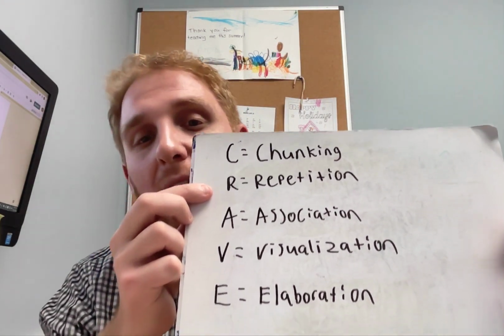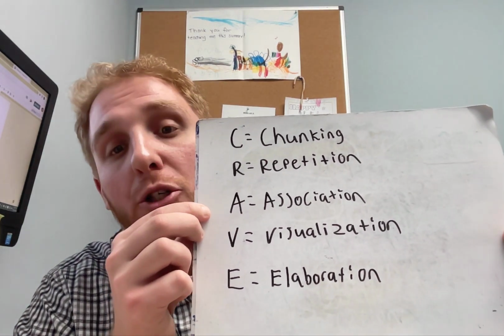So the R in C.R.A.V.E stands for repetition. And repetition is exactly what it sounds like. Just keep repeating, playing information back in your head over and over until you get it. One of the best ways to help you remember things, also one of the easiest ways to help you remember things. The A in C.R.A.V.E is association.